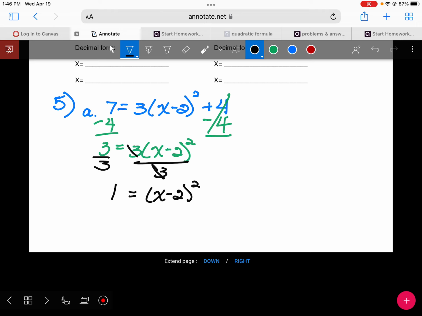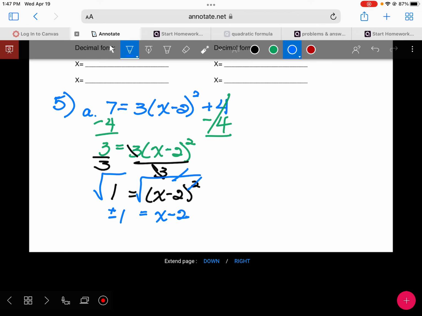All right, now I can take the square root of both sides. So take the square root of this side, take the square root of this, and I've never seen this done, but if you take the square root of a square, those negate each other. So I saw that somewhere. I was like, oh, that's a cool way to do it. So you're just left with x minus 2 equals, now what is the square root of 1? What times what gives you 1? Positive 1 and negative 1.